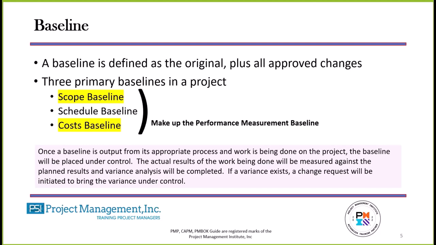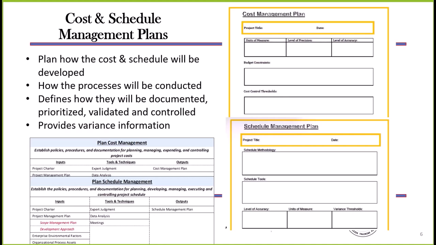You may recall that a baseline is the original plan plus all approved changes. And those three baselines, the triple constraint, scope, and cost baselines, those are the focus. That's where we calculate earned value. That's what we want to make sure is staying on track with earned value management. We look at first of all, the two items that are required for any project. And that would be the cost and schedule management plans.